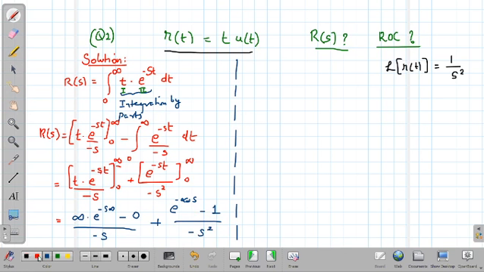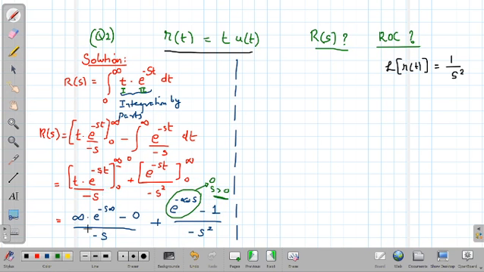Okay, so let's talk about the second term first. In the second term, this term goes to 0 if s is greater than 0. Please understand that this term goes to 0 if s is greater than 0. That means the region of convergence of this second term is s greater than 0. So keep that in mind.